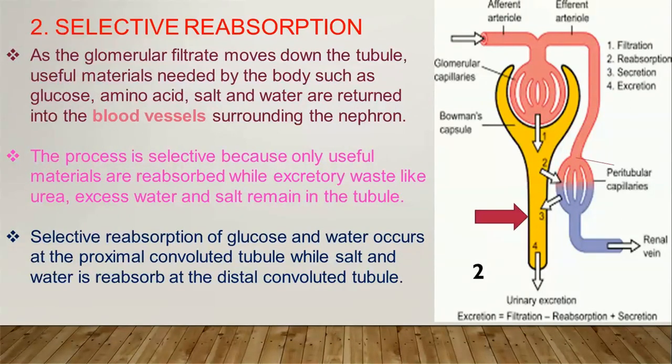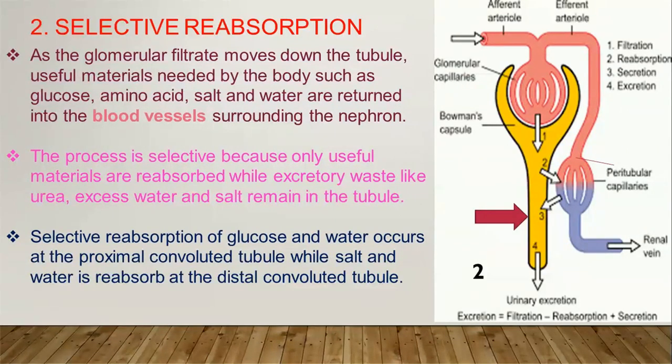So as materials are moving down the tubule, don't forget the materials are called glomerular filtrate. Inside we still have some useful material that the body cannot afford to lose. So these materials are returned back into the body through the blood vessels surrounding the nephron. Don't forget we have renal artery, renal veins surrounding the nephron. So this useful material are returned back into it, and so that process is called selective reabsorption.